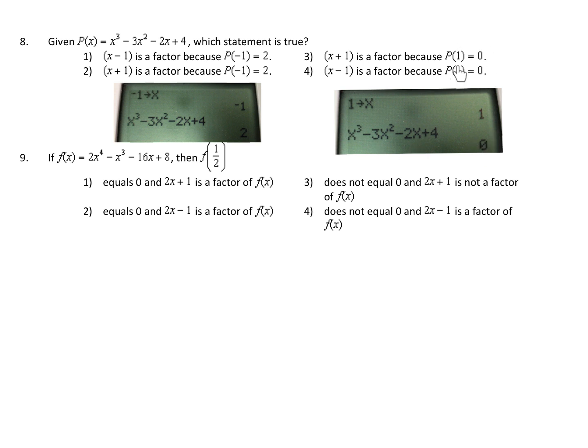Now, if positive 1 is a 0 of the function, doesn't that mean that x minus 1 is a factor, right? The factor has the opposite sign, so choice 4 would be the answer.